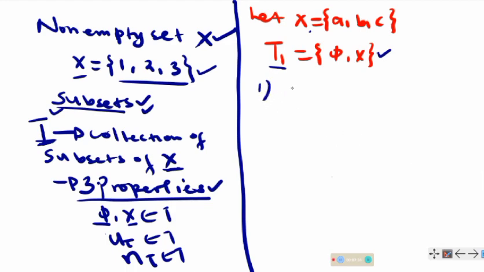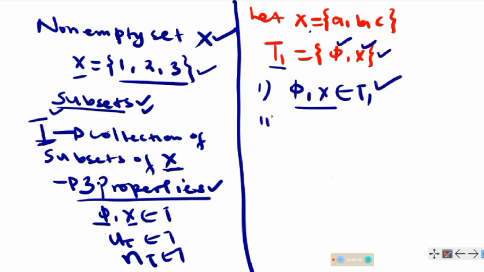Property number 1 talks about the empty set and the set X itself, which should be members of T1. But looking at this, are the empty set and X members of T1? Let us look at T1. T1 consists of this and this. So can we now say that phi and X belong to T1, meaning that property 1 is satisfied?